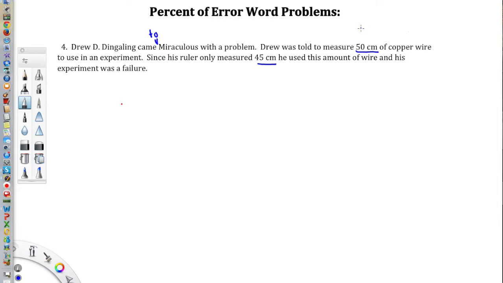Well, that's no surprise. Once again, when we're looking at percent of error, the two important amounts that we have to find are the actual amount, and in this case, the 50 centimeters. That was the actual amount. That's what he needed for the experiment. But he estimated that 45 would be enough, and he was wrong. Once again, especially when you're working with chemicals, you should follow the directions thoroughly.